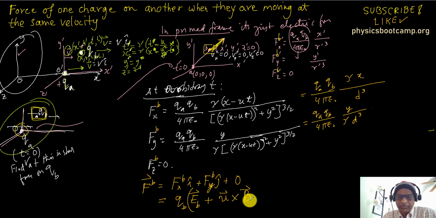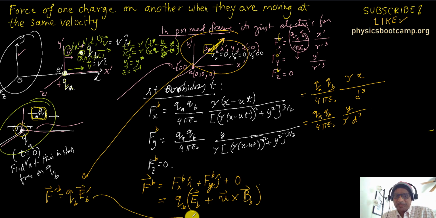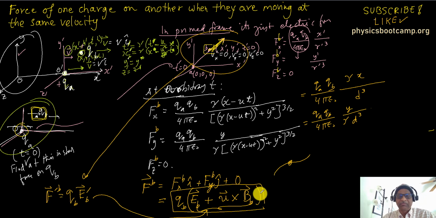While F prime on B was simply QB times the electric field B prime. So actually, if you work with the electric field transformation, then you should be able to get this also, both the electric field and magnetic field on B. So you may remember that a charge moving in an electric field and magnetic field will have a force given by both the electric force and the magnetic force. Okay.